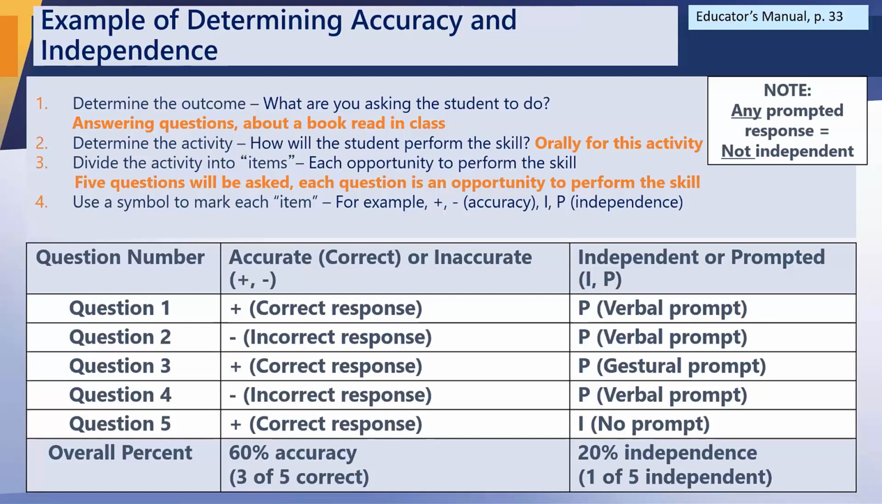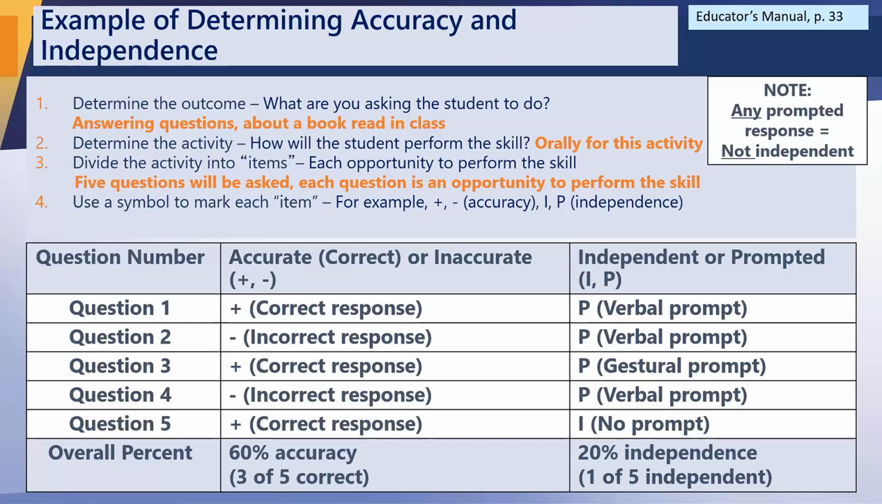Then how many items are there going to be? So maybe you had 12 questions you were going to ask the whole class, but particularly this student or several students, you're going to ask them these 5 questions. And you're going to use the symbol for a plus for correct and a minus for incorrect, a P for a prompt, and an I for independence.